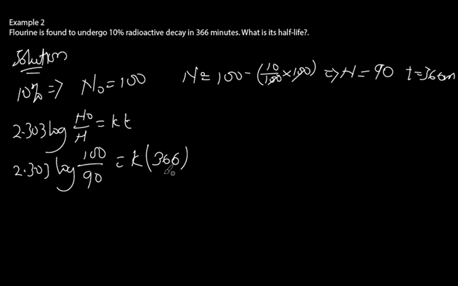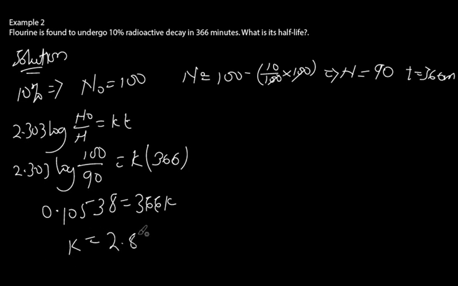and this is giving us 0.10538 is equal to 366k. So our decay constant will be 0.10538 divided by 366, and this is giving us 2.879 times 10 raised to the power minus 4. So that is our decay constant for fluorine.